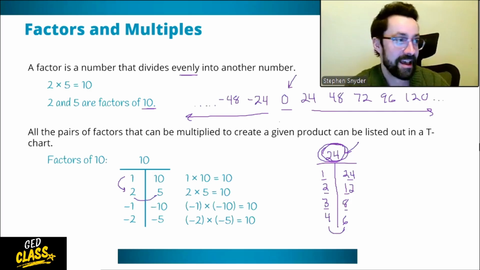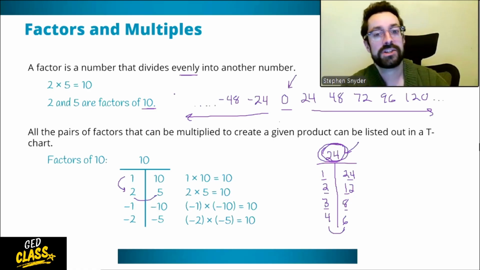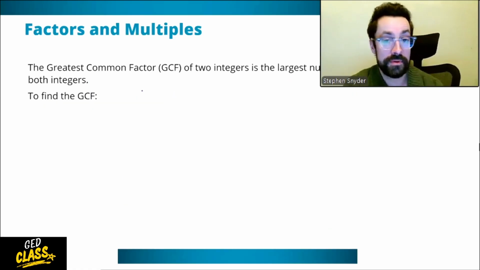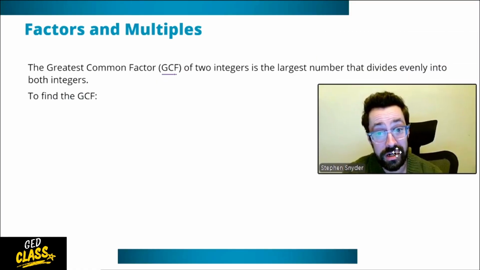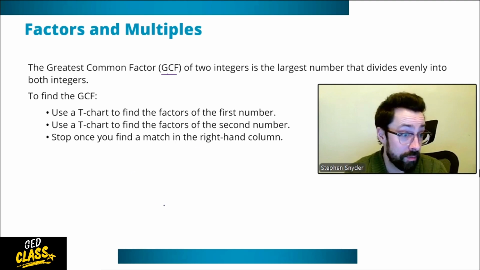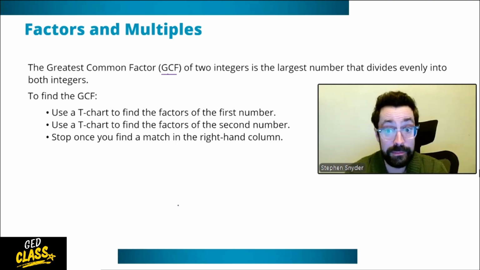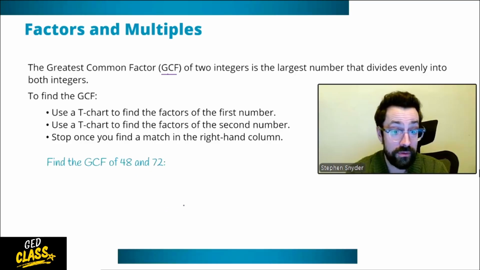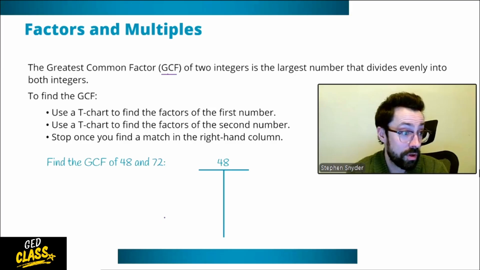Okay, so a couple more things to talk about here. Now that we know what factor and multiple mean, one thing we can get asked at times is the greatest common factor. That means what's the biggest number that divides into both numbers? We can use a T-chart to do that. If we do a T-chart for both numbers, we can find the biggest one that goes into both. So if we're doing 48 and 72, for example, we can do 48, 1, and 48.